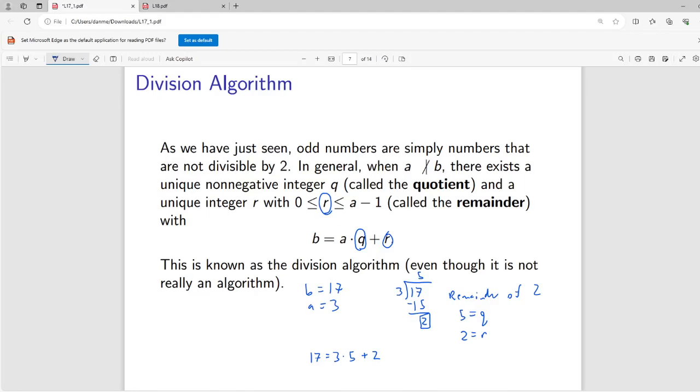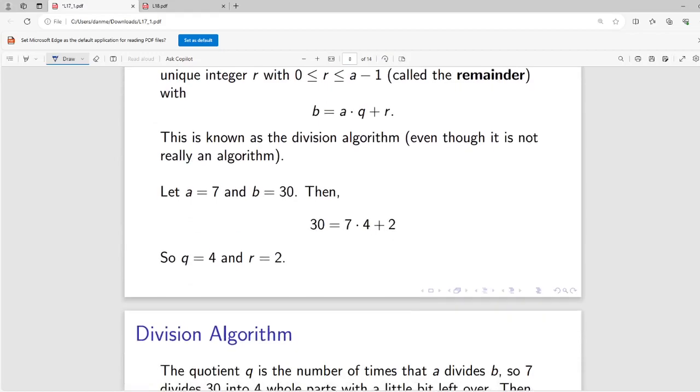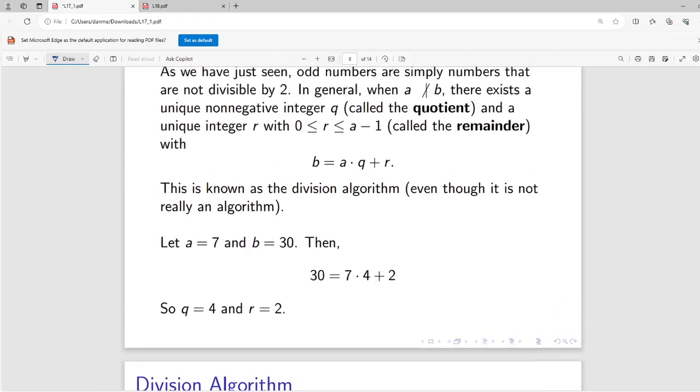Okay? So we can do that with any two integer values. For example, here I have a equal to 7 and b equal to 30. Well, 7 goes into 30 4 times, so 30 is equal to 7 times 4, but it's still a little bit too small, so we have 2 left over. Remember, your remainder will always be strictly less than whatever value you're dividing by. So we're dividing by 7 here, so our remainder will be less than 7. It could be 0, 1, 2, 3, 4, 5, or 6, but it cannot be 7. Okay?